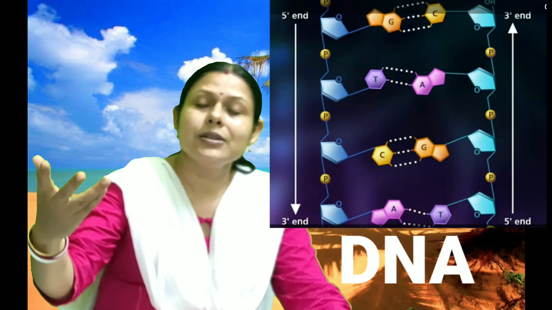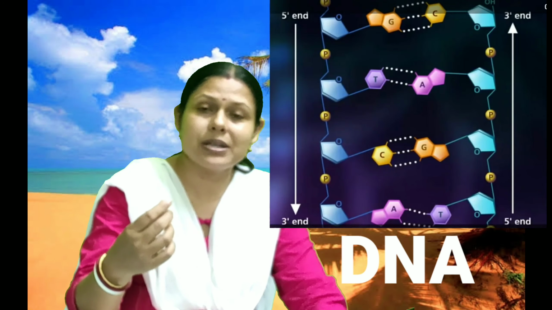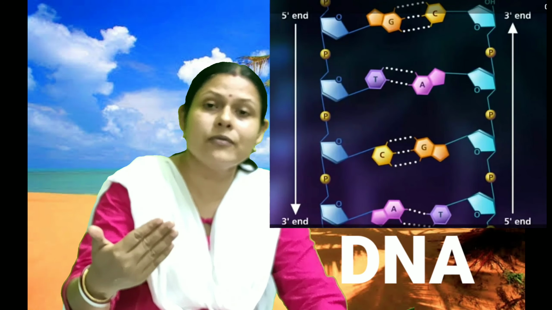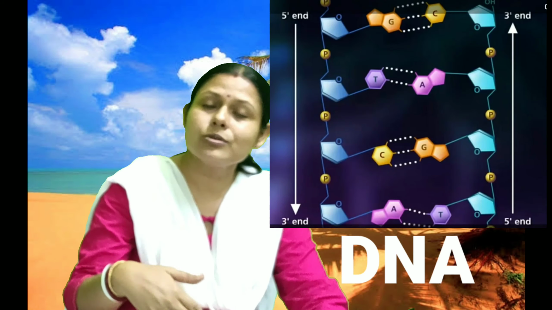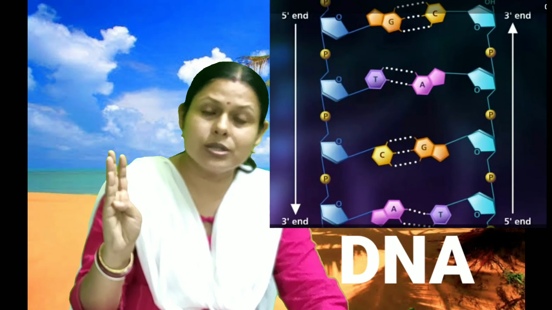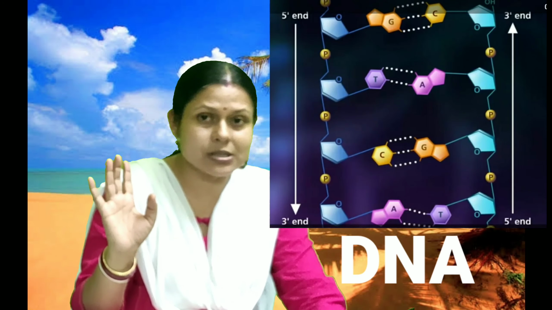So when such repeated units of nucleotides are polymerized into a polynucleotide chain, then we call that chain a DNA chain. So the DNA is made up of what? The DNA is made up of repeated units of nucleotides. Nucleotides are made up of what? They are made up of three things: pentose sugar, phosphate radical, and the nitrogen base. Up to this much, is it clear?